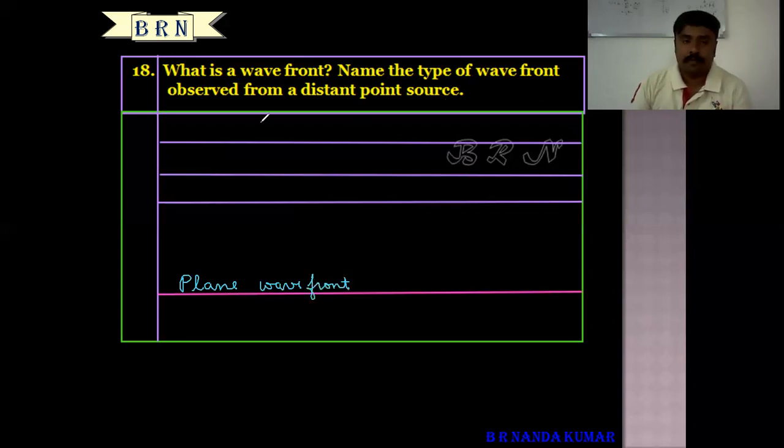Name the type of wavefront observed from a distant point source. For a distant point source, what we get is a plane wavefront. Okay, so what is the meaning of wavefront? The locus of all points which are in the same state of vibration. The continuous locus of vibrating particles which are in the same state of vibration. Simply, a surface of constant phase is also called the wavefront.